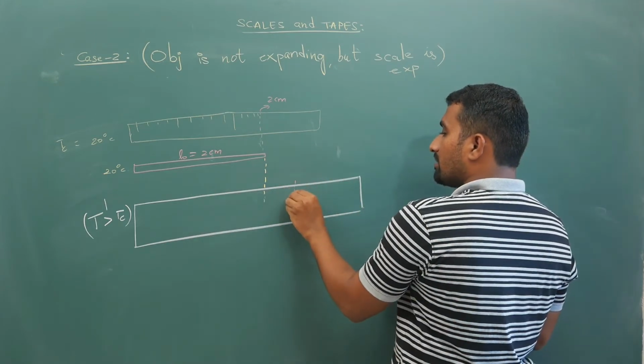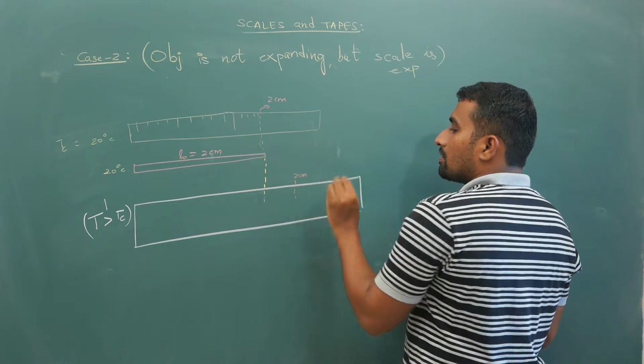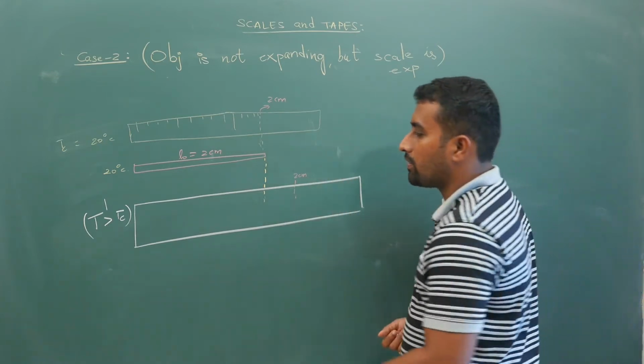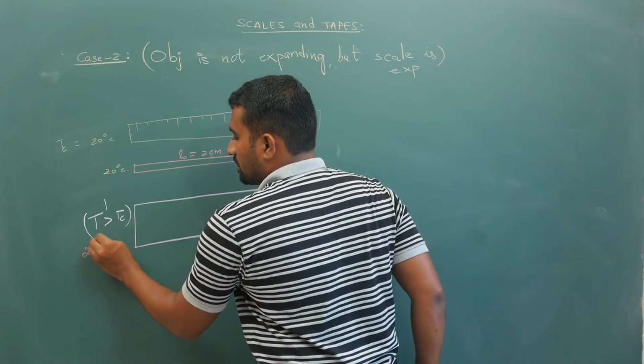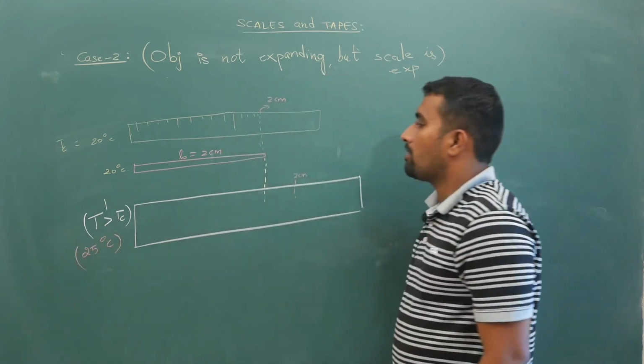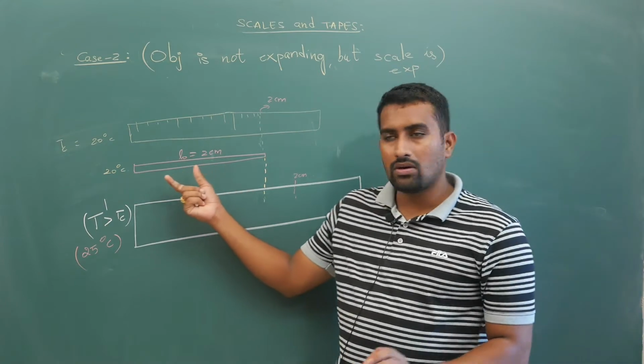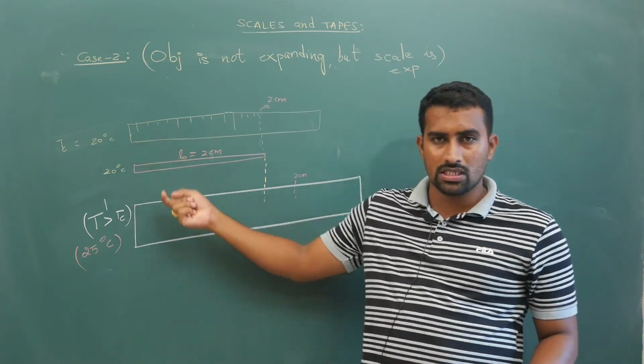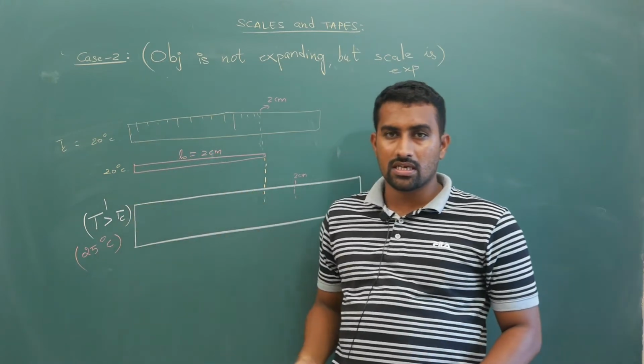Okay, your 2 centimeter mark will be here. Now observe very carefully, this is the most important point. Here let us say I have shifted it to some 25 degrees centigrade. Now here your object is not expanding, your object is as such. What is happening to your scale? Your scale temperature is increasing.